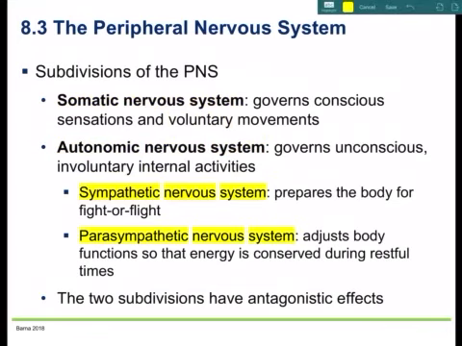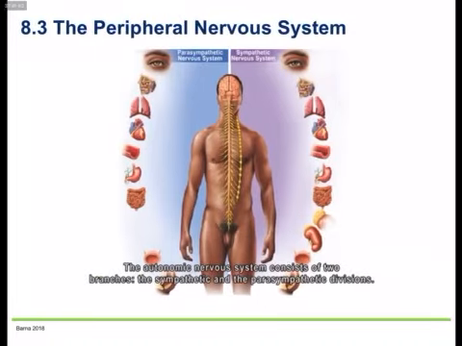You have your sympathetic nervous system, which is your fight or flight. This secretes neurotransmitters like adrenaline and noradrenaline, commonly called epinephrine and norepinephrine. And parasympathetic is going to be your more rest and digest. And so you're going to see these antagonistic-like effects. Antagonistic means opposite. And you can see here they stimulate the same organs.